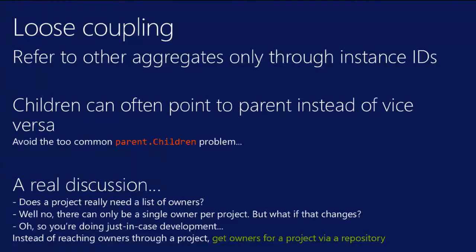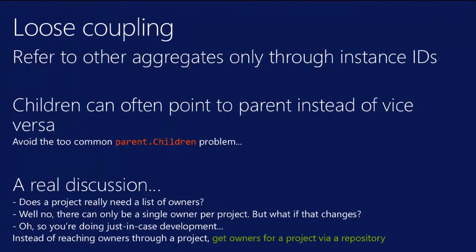decouple project and owner and try to reverse the dependency and say that instead of reaching owners through the project, we treat them as separate aggregates and say that we get the owners for our project. So we let the owners point to our project. And by doing that, the question of having one owner or multiple owners in the future, if that should change, isn't really a problem anymore. We use a separate repository for owners, and we get owners through that repository.